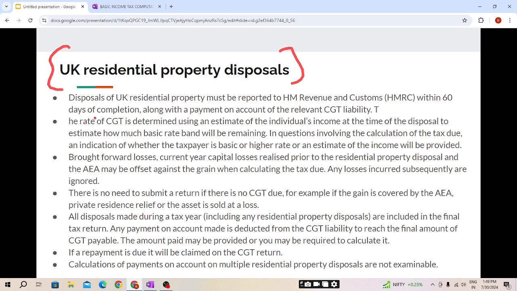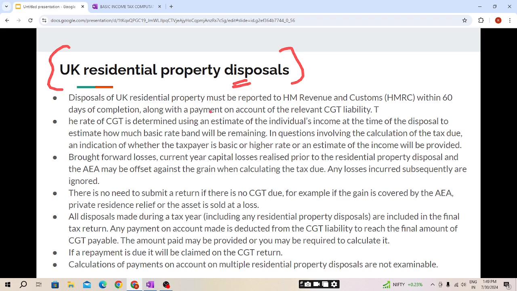Disposal of assets, as we have seen, students, the rate of tax differs on normal assets and residential property. For a normal asset, within the basic rate band it is 10%, above the basic rate band 20%; and for residential property, within the basic rate band 18%, above it 28%. Now we will be seeing the UK residential property disposal.